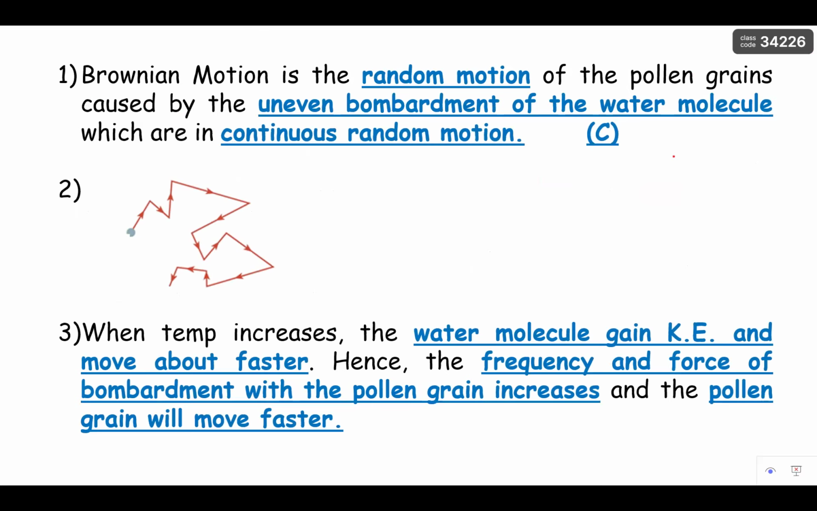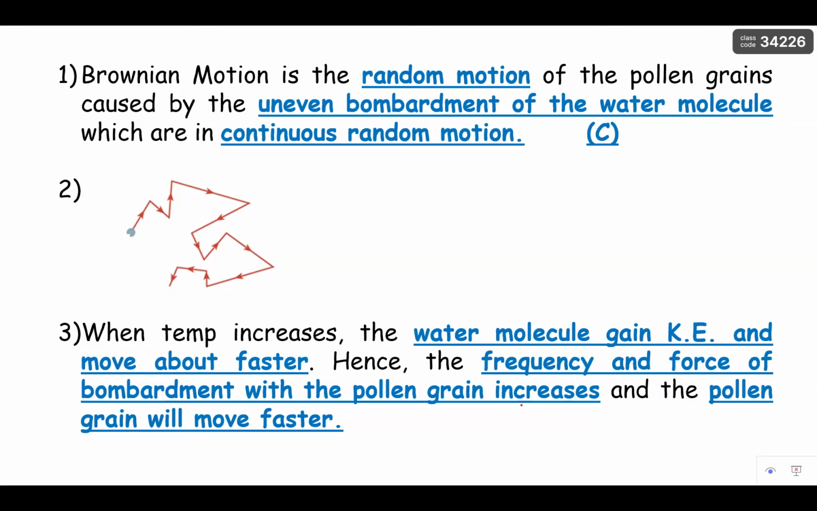So the first answer I already mentioned is C. It is the random motion of the pollen grains caused by the uneven bombardment by the water molecules, which are in continuous random motion. So this is the zigzag diagram of how your pollen grains will be moving. So when the temperature increase, just take note, you must mention which particles gain kinetic energy. It's the water molecules that gain kinetic energy. So they will move faster, they will collide more often and with a greater force on the pollen grains, and therefore the pollen grains will move faster.